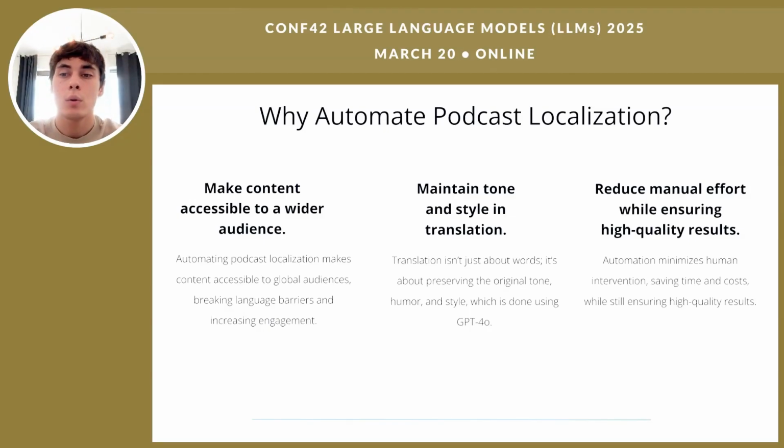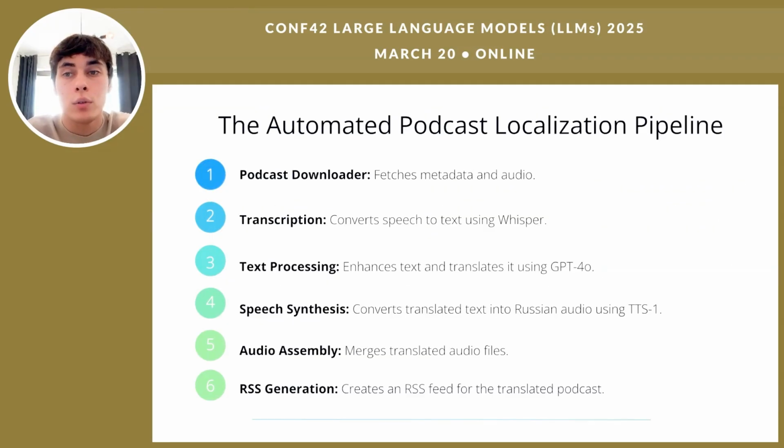While doing so, we want to maintain tone and style in translation, and GPT-4o helps with that by allowing us to translate English-speaking speech to Russian while preserving the original tone and style. Solution overview. Here is the overall structure of our localization system. Each step plays a critical role in transforming an English podcast into a Russian one.